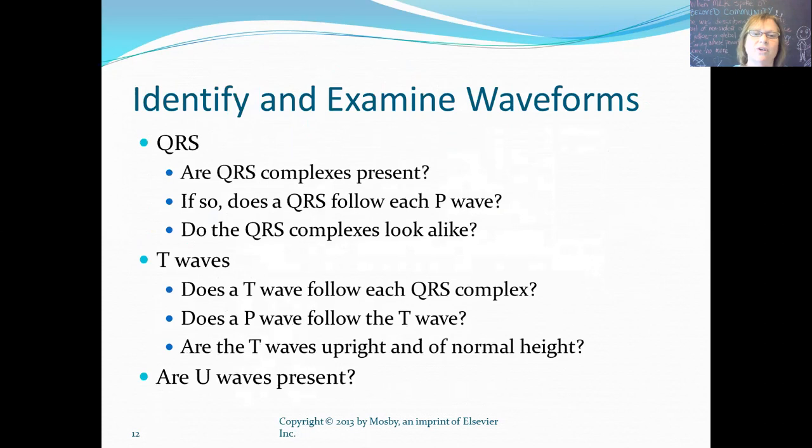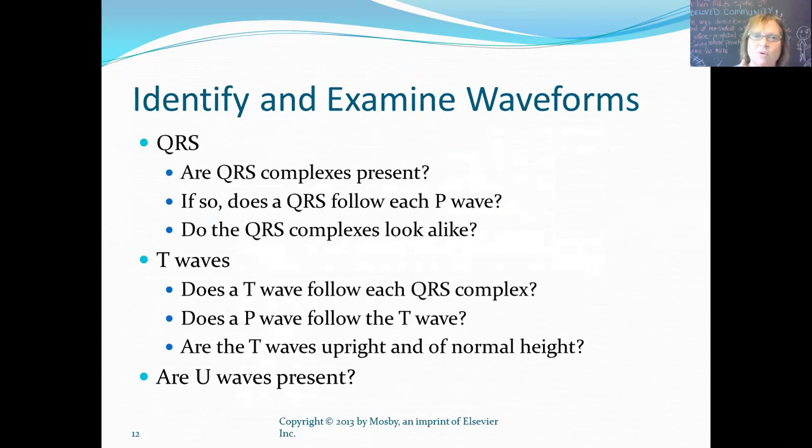So first of all, for QRS, are they there? Sort of like the P wave, do we see a QRS? Yes or no? Simple question. Second question we ask ourselves is, is there a QRS after each P wave? Because there's certain kinds of blocks where we might have a P wave but no QRS. So is there a QRS after each P wave?